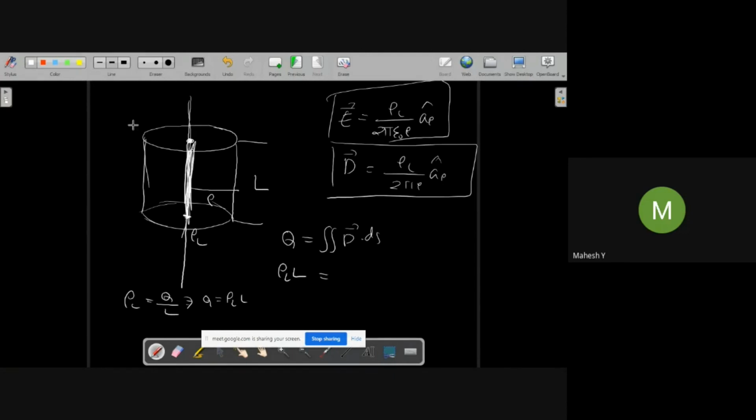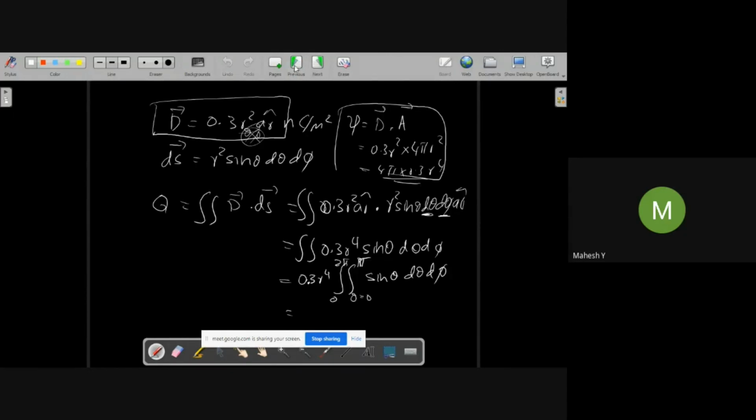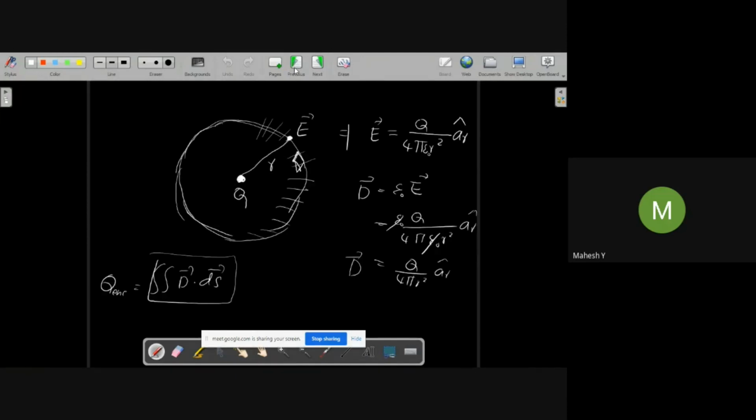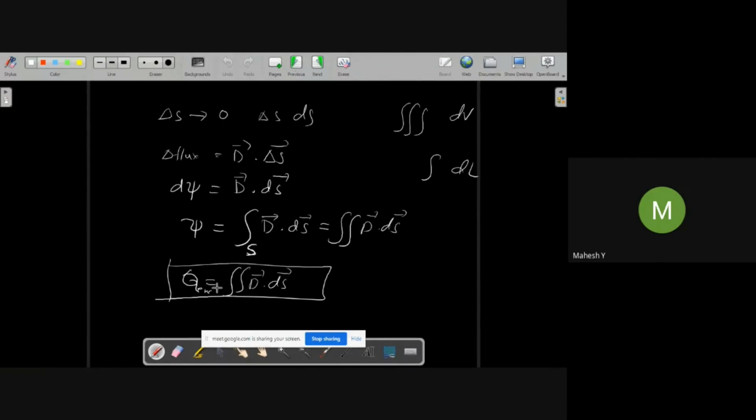Now, you have to close the surface integral. This expression is actually a closed surface integral D dot ds. This is very important. So just change in your notes that the mathematical expression for Q enclosed is Q enclosed equal to the closed surface integral D dot ds. This is the expression. Just a change in your notes. This closed integral is very important.